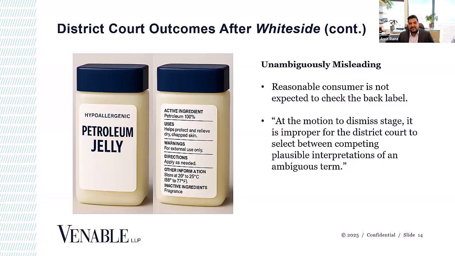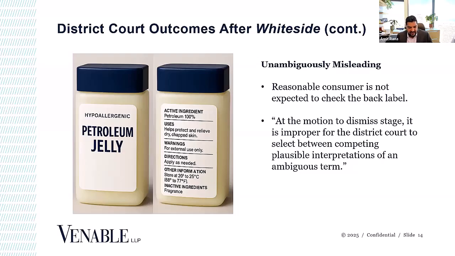So again, we go back to that Whiteside standard, the walking back from the McGinity standard: two plausible interpretations of a legal statement is not enough to create ambiguity. You must necessarily require additional information to understand what the product label is saying. Here, the court said that was not present. The reasonable consumer is not expected to look at the back of the label, and it is unambiguously misleading based on the front label to survive a motion to dismiss. So you see cases go kind of both ways.